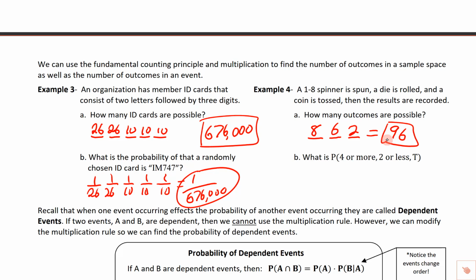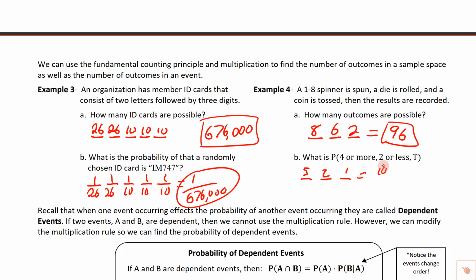So now, without saying anything, careful: the probability that you randomly select 4 or more, 2 or less, and a tail. Just do part of this at a time. How many on the spinner are 4 or more? 5. Luke, 2 or less on the die? 2. And tails? 1.